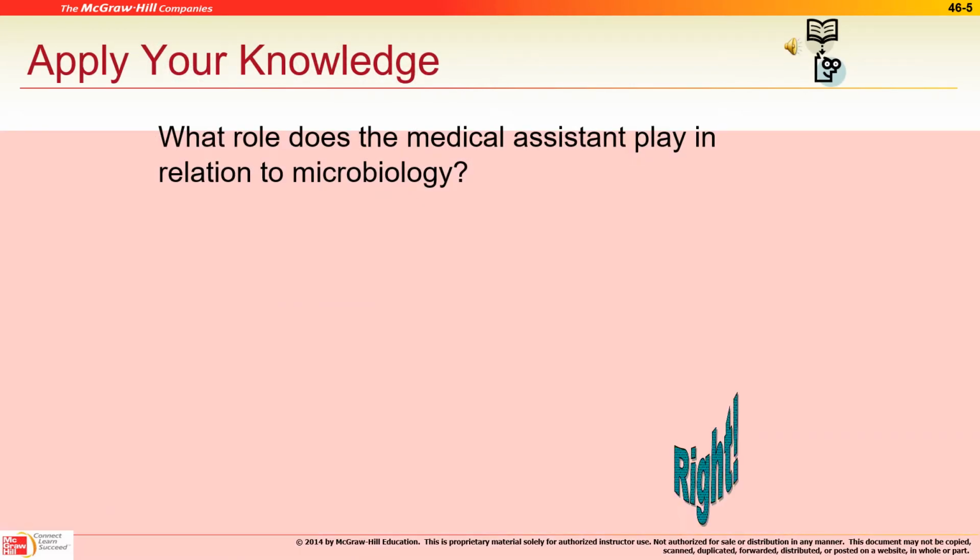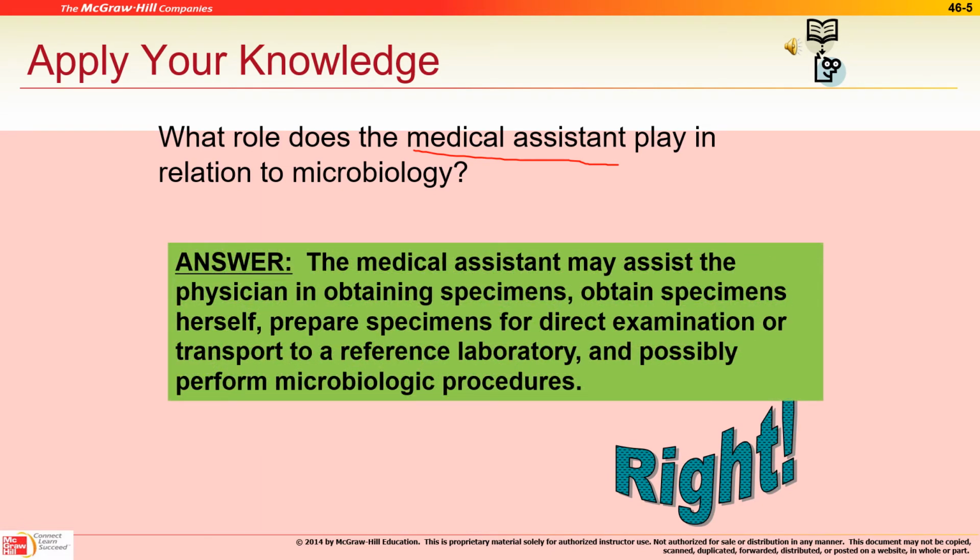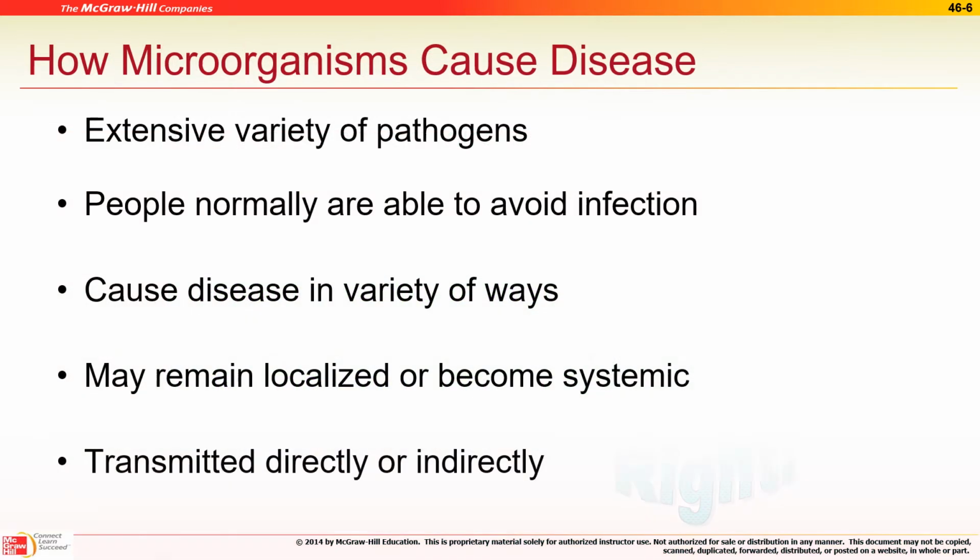Role for the MA in microbiology. So definitely ID. Obtain specimens, examine them, and or send them out. So we'll do a lot of microbiology procedures. All right, so we'll talk about the different types. So we'll first talk about subatomic.